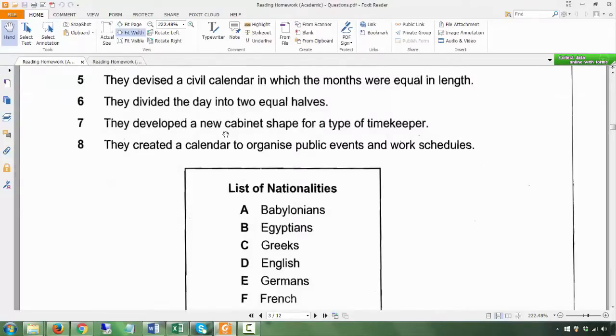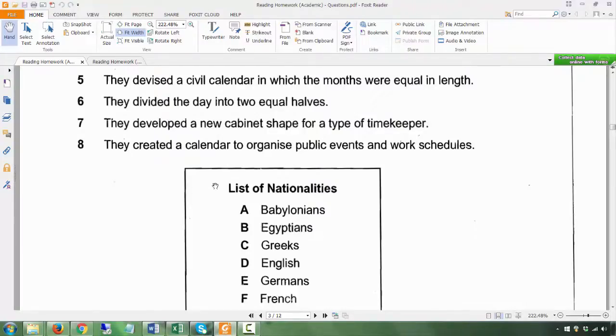7 will be D. Finally, 8, they created a calendar to organize public events and work schedules. And the answer is the Babylonians. Public events and work schedules, so these are the keywords. In the section where you find the Babylonians, you're going to find something related to that, paraphrases or synonyms of that. So 8 is going to be A.